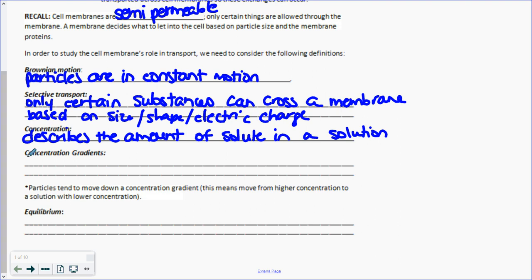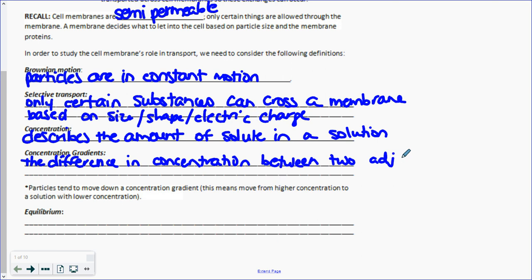So the difference in concentration between two adjacent, again, adjacent means next to each other, adjacent areas or two solutions.